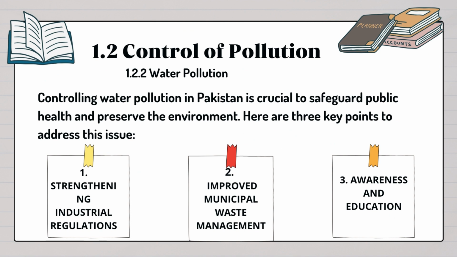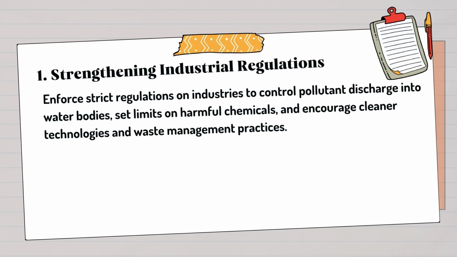Water pollution. Controlling water pollution in Pakistan is crucial to safeguard public health and preserve the environment. Here are three key points to address this issue. Strengthening industrial regulations. Enforce strict regulations on industries to control pollutant discharge into water bodies, set limits on harmful chemicals, and encourage cleaner technologies and waste management practices.